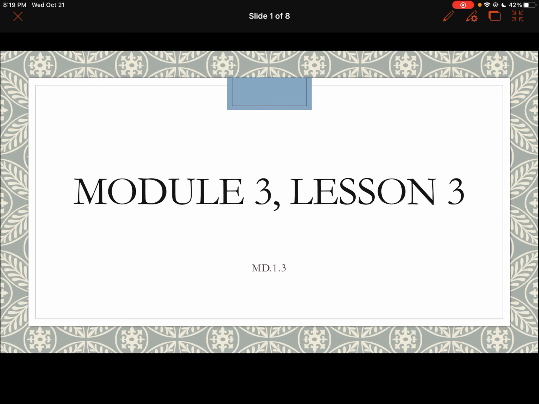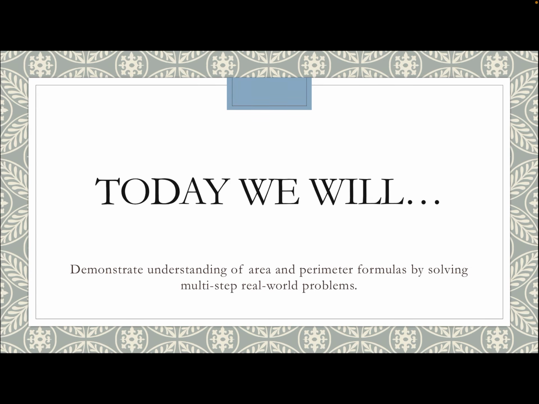Today we are going to be working in Module 3, Lesson 3. The standard for this lesson is MD 1.3. Today we will demonstrate understanding of area and perimeter formulas by solving multi-step real-world problems. So we're going to take the formulas that we learned on Monday on area and perimeter, and we are going to apply them today to word problems.